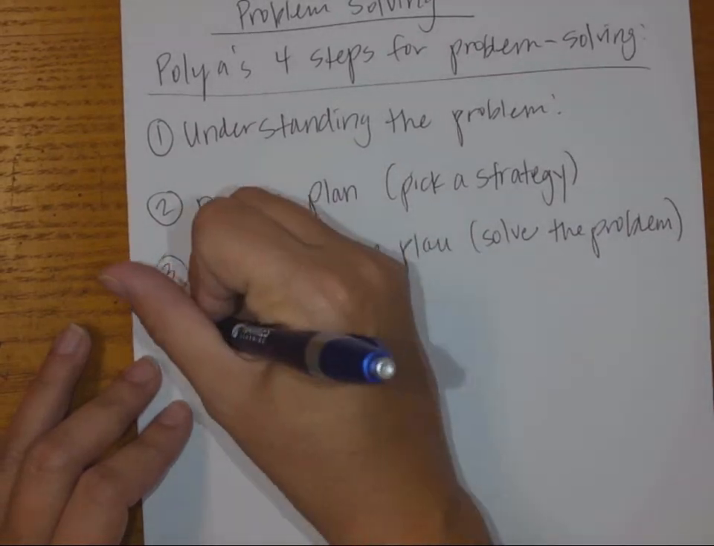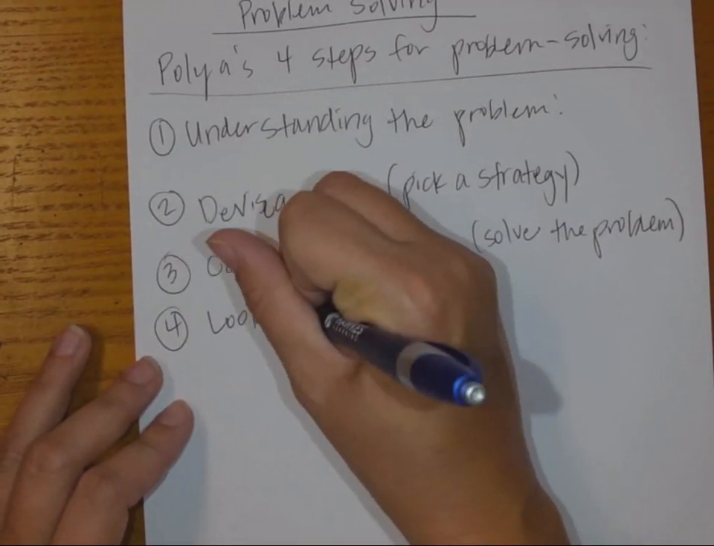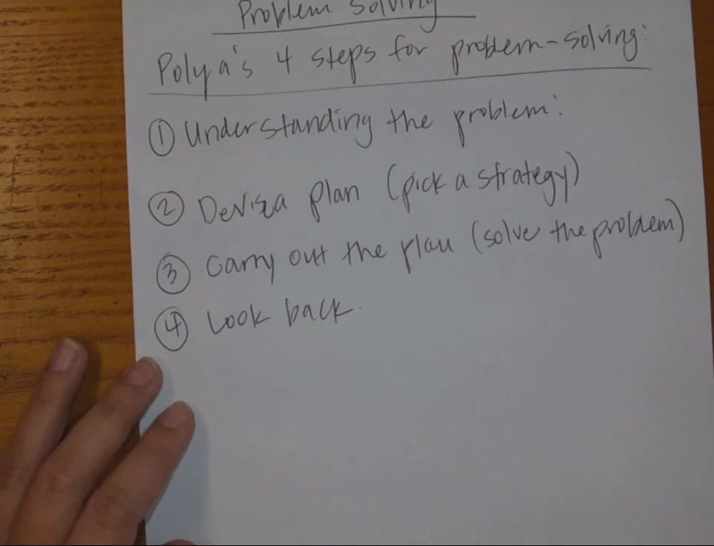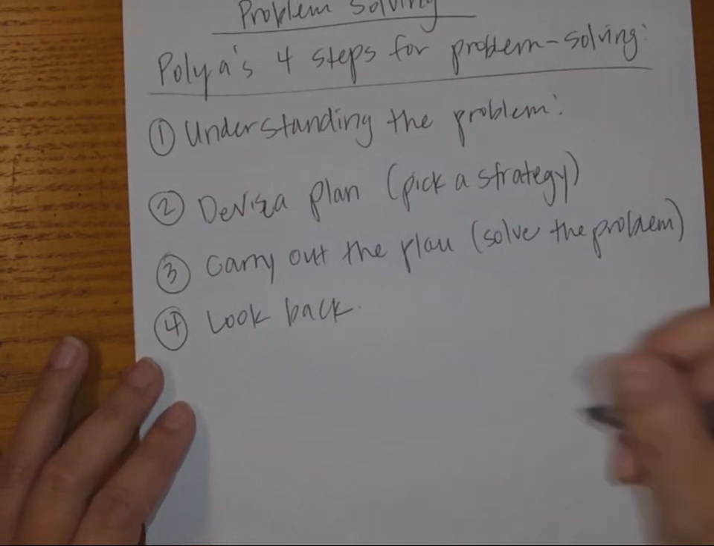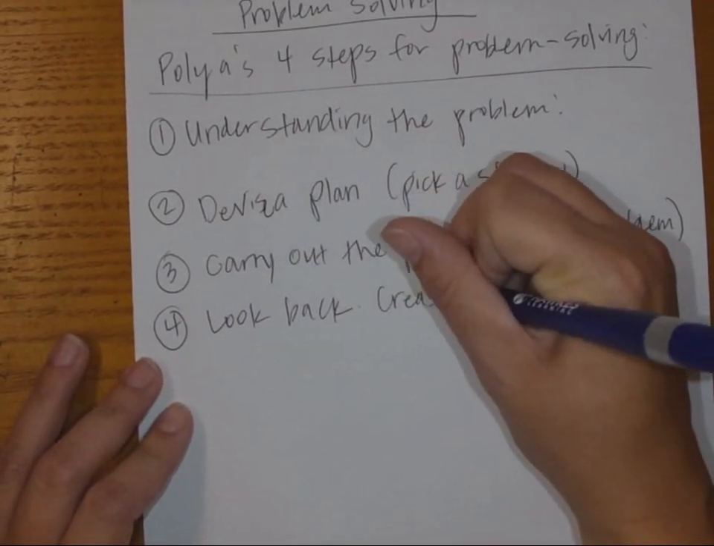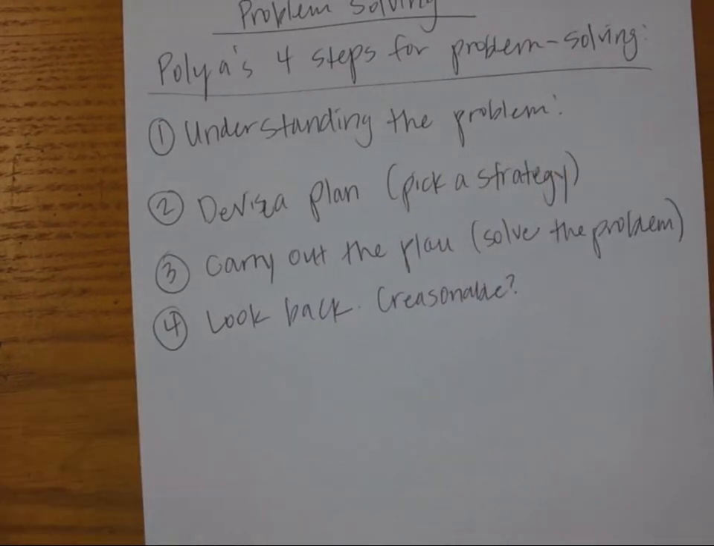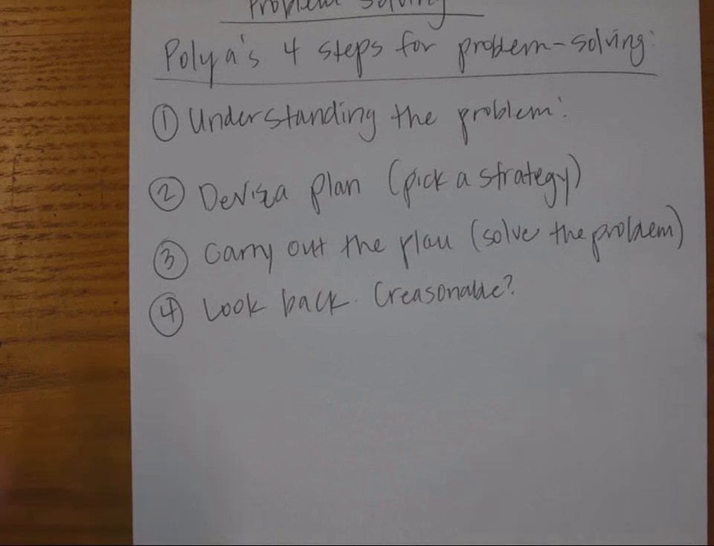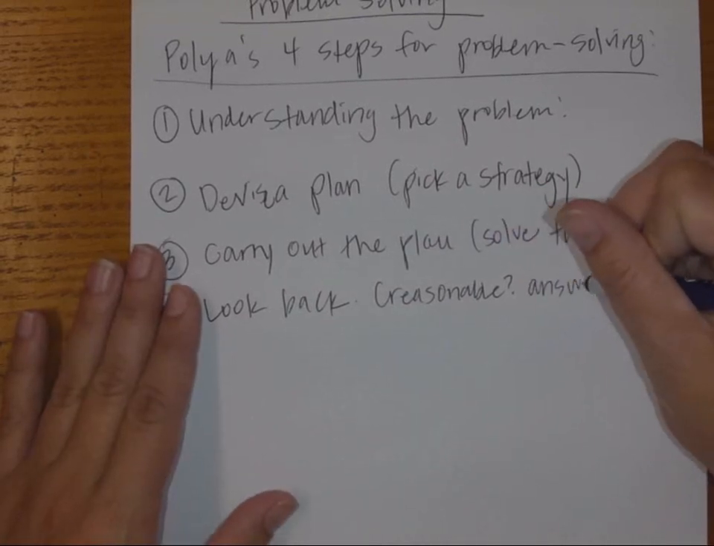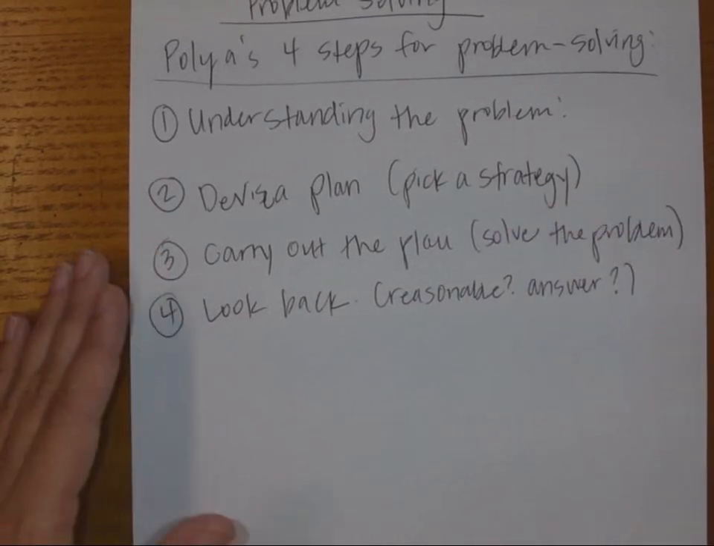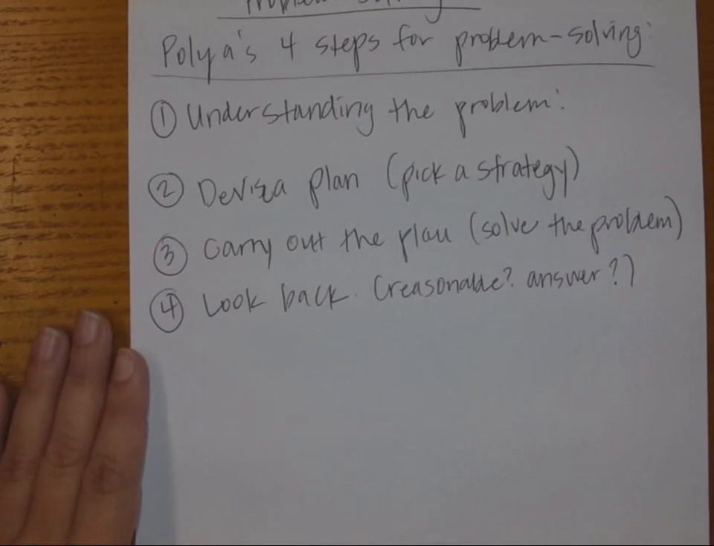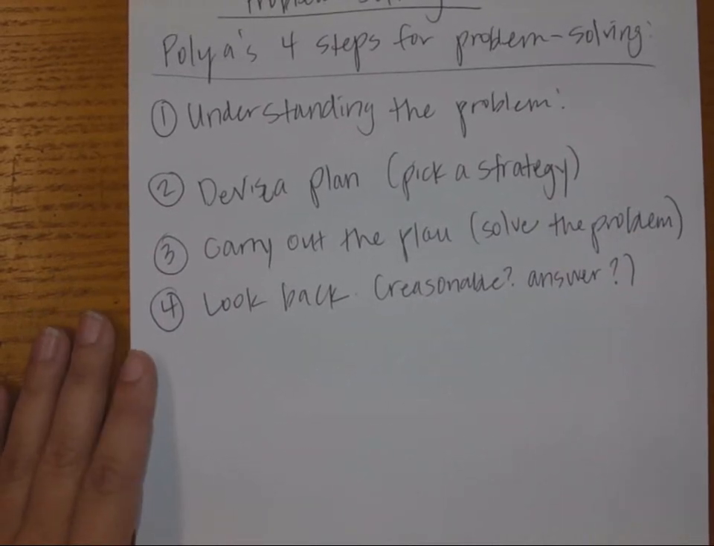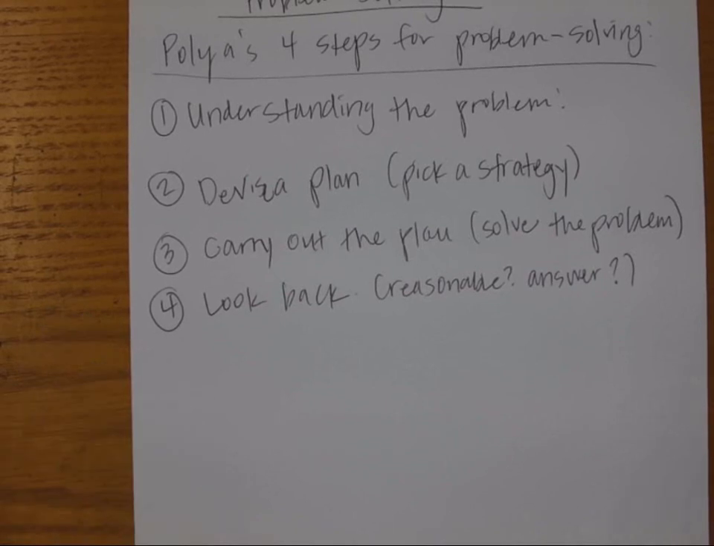After you've carried out your plan, your last step is to look back. This is where you say, is my answer reasonable? That is a huge thing for students to learn, and a lot of students have trouble with that. Also, did I actually answer the question? Because if you got an answer, but it's not an answer to the question, you did all that work for nothing. So did I actually answer the specific question?